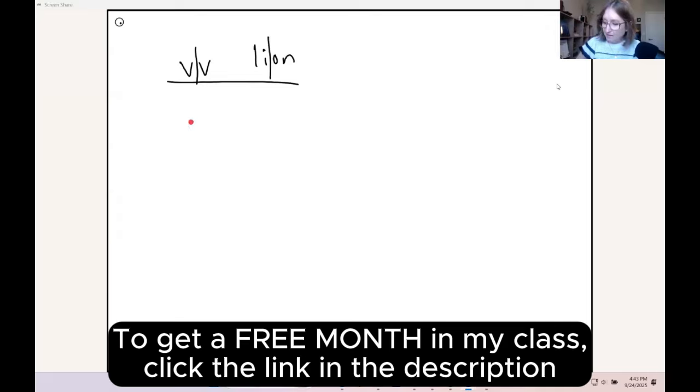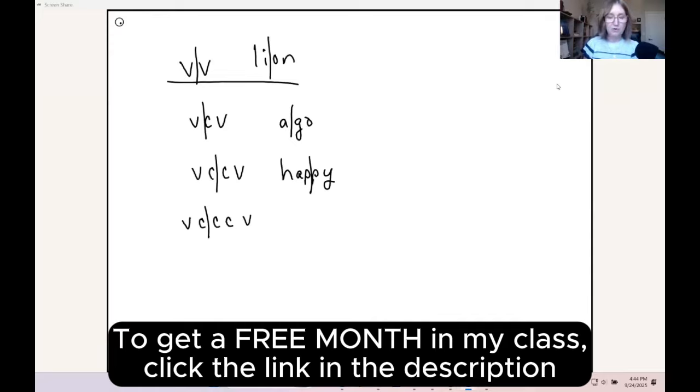If you have a vowel, consonant, vowel, the consonant goes to the end, like ago. If you have a vowel, consonant, consonant, vowel, you split it between the 2 consonants, like happy. If you have a vowel, consonant, consonant, consonant, vowel, one consonant goes to the front, the others go to the back, such as embrace.